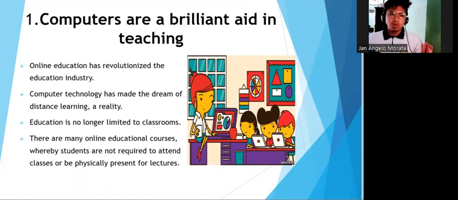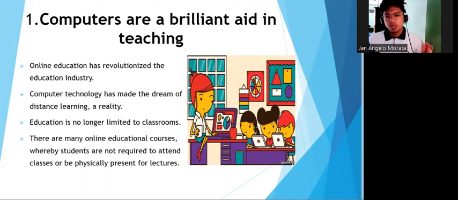Because that's why education is no longer limited to classrooms. We have the virtual classrooms that have no boundaries and that are not limited to only four corners of a typical classroom. You are attending class in comfort. Na you are just inside your home. Sa ngayon, we have the open transnational distance universities that offer flexible distance learning. Education is no longer limited to classrooms. And there are online educational courses whereby students are not required to attend classes or be physically present for lectures.